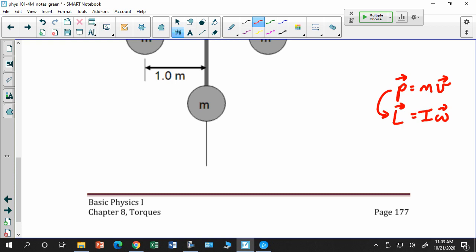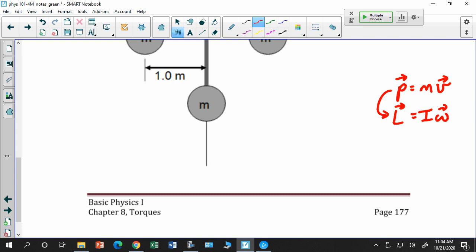So for example, if a figure skater takes their arms and throws them out, what's that going to do to their moment of inertia? If they take their mass and move that to bigger radii, does the moment of inertia go up or down? It's going to increase, right? I is mr squared, so if r goes up, I also goes up by a lot. And likewise, if that figure skater takes their arms and brings them in, the moment of inertia is going to go down.